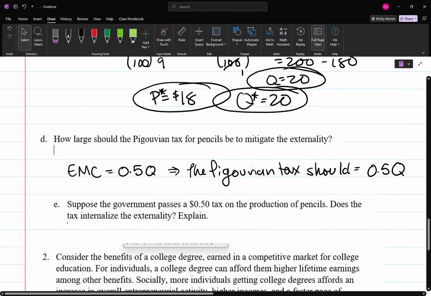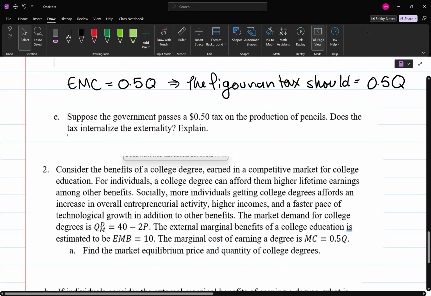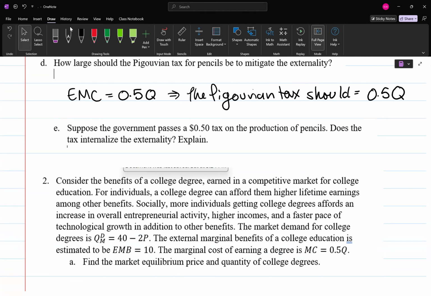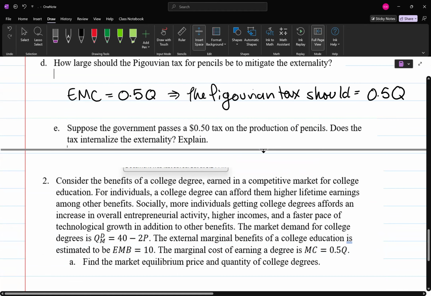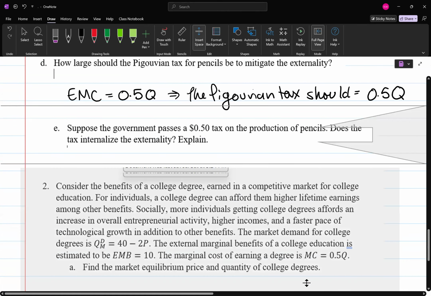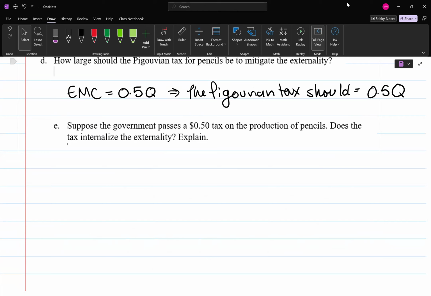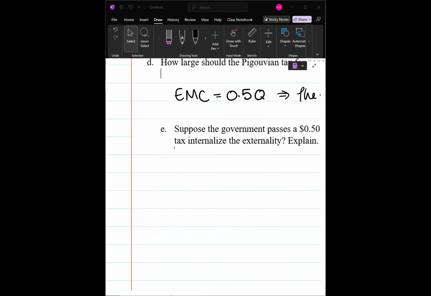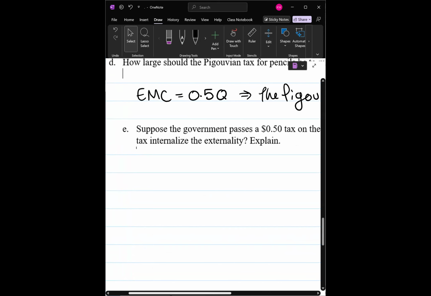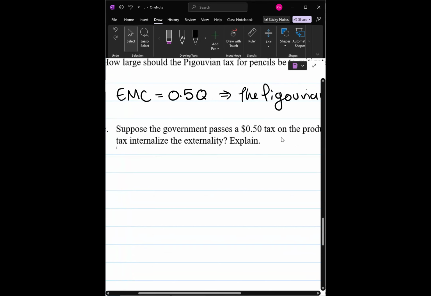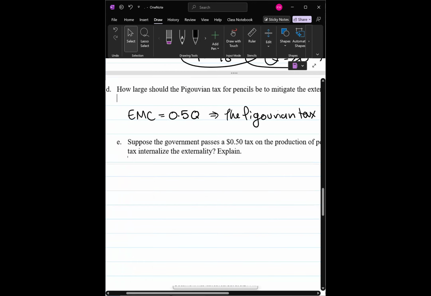So moving on to E, E asks us now to use that value, right? It says, okay, suppose that is what the government passes on the production of pencils. Does that tax actually internalize the externality? So let's look at it, right? This is where you'll need to remember from chapter 3 how to analyze a tax in a market.